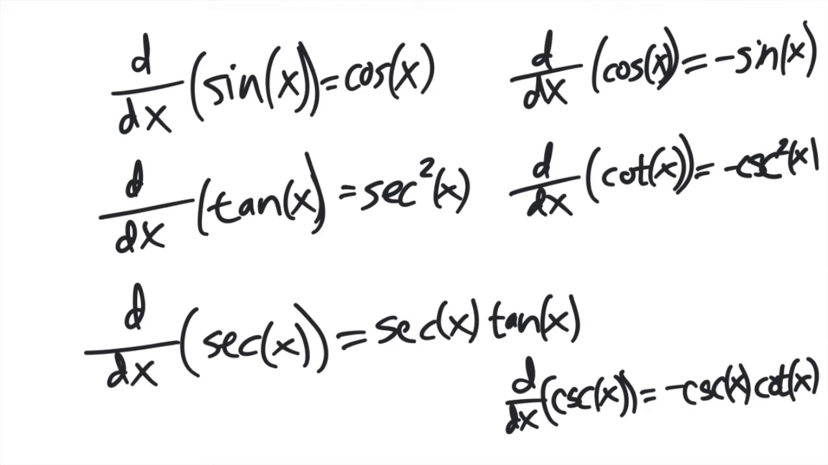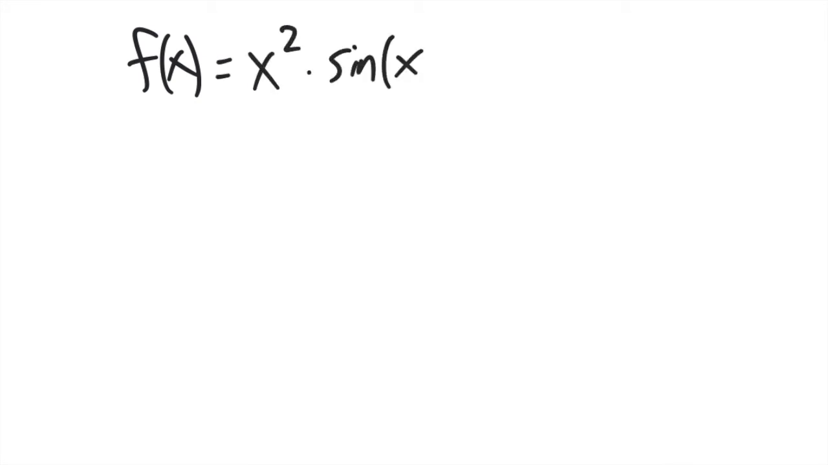And now that you know the derivatives of all 6 trig functions, now you can start to incorporate those into using some of your other rules and combining with some of the other functions that we have as well. All right, so let's go ahead and take a look at some examples. If f of x is equal to x squared times sine of x, okay, we can go ahead and find that derivative.